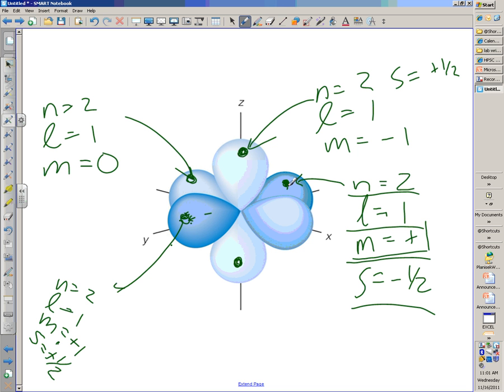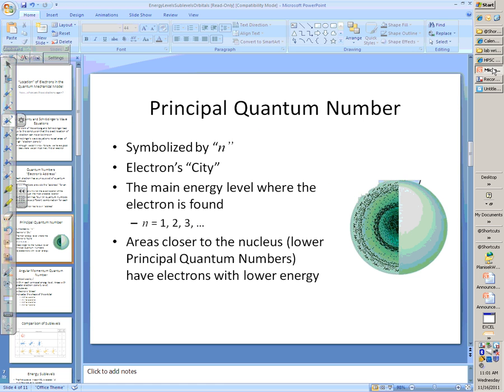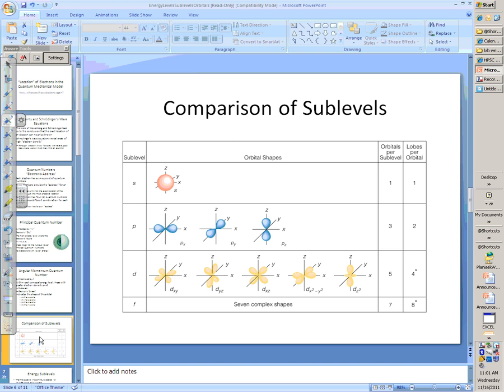Grace, go ahead. Can there be like 10 orbitals? No. Grace, there's always 1 s orbital, 3 p orbitals, 5 d orbitals, and 7 f orbitals. It depends on how many electrons there are. When you're talking about carbon, it only has 6 electrons, so we don't get that high. We'll deal with that a little more tomorrow when we talk about electron configuration.